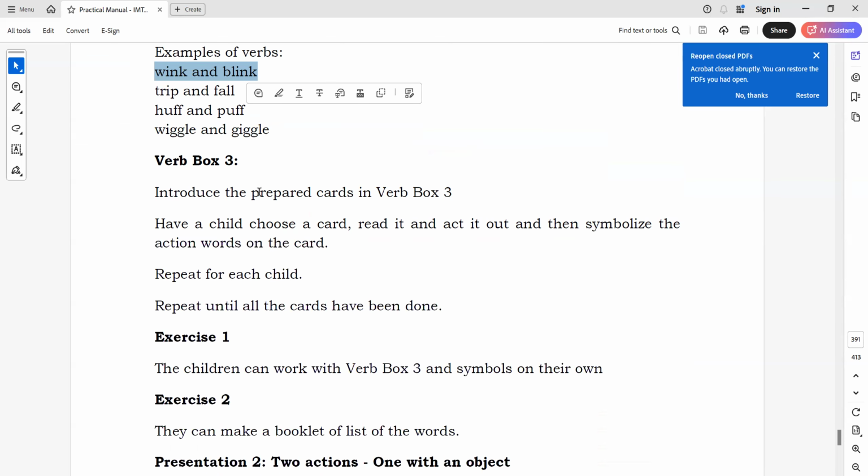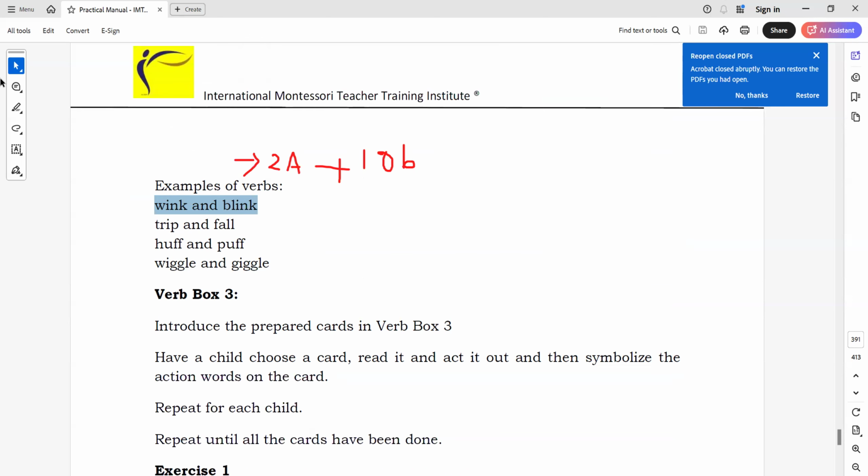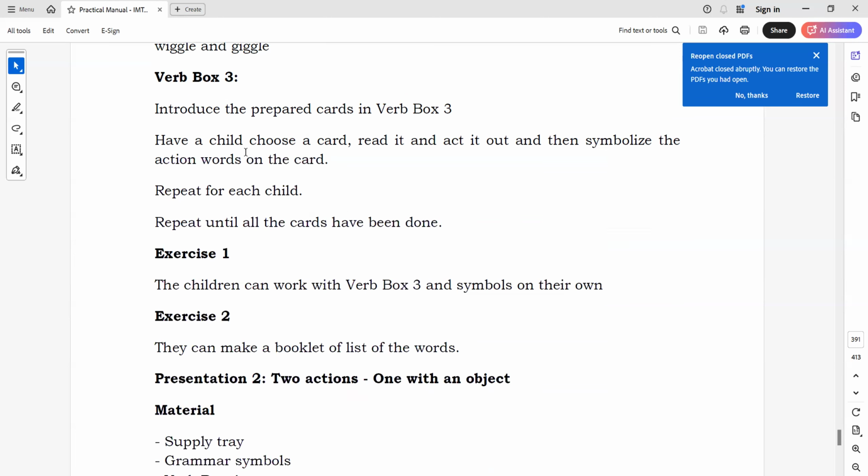Now coming to your next box, that is verb box 3. As I mentioned, this box will have what all? We would have 2 actions and 1 object. Can we have anything like that? No object, sorry. Sorry, that was verb box 3, which had no object. I was thinking it is verb box 4. So we did all of that.